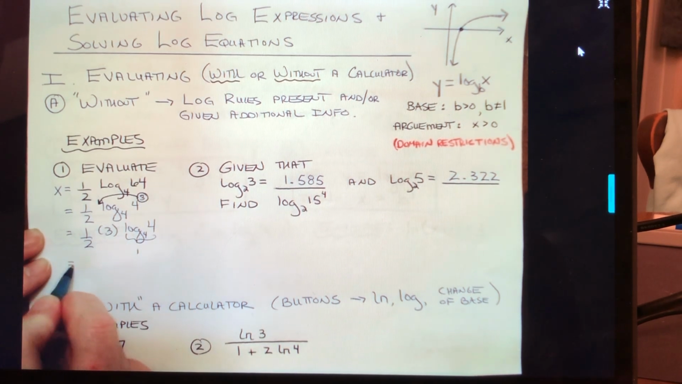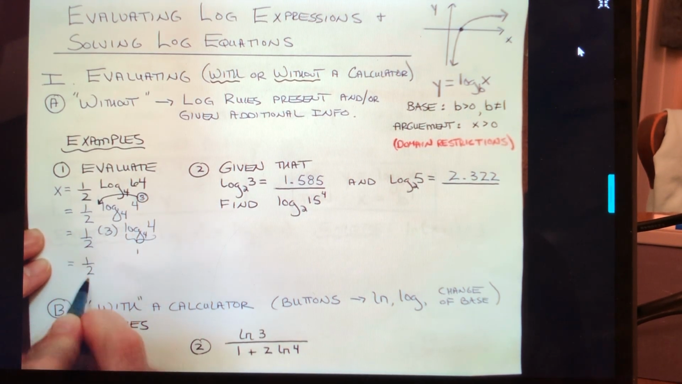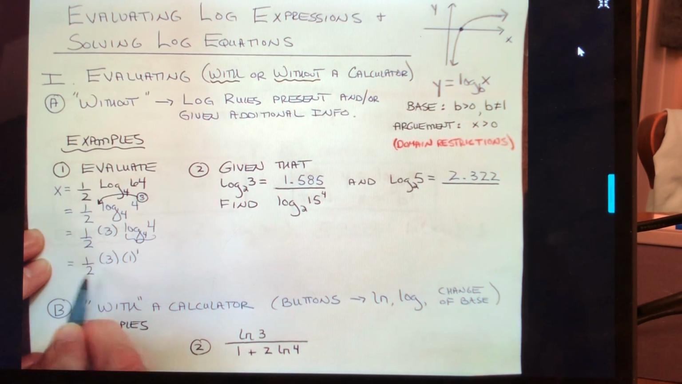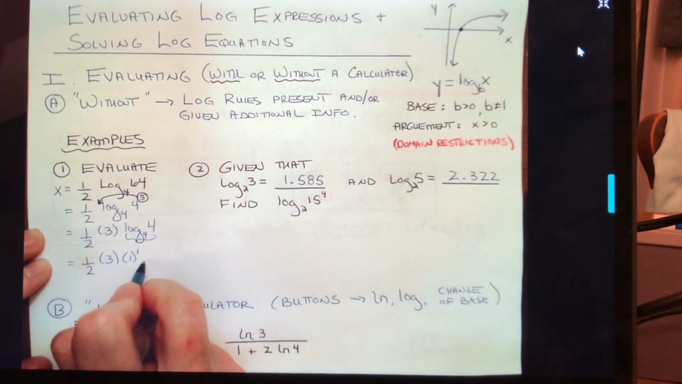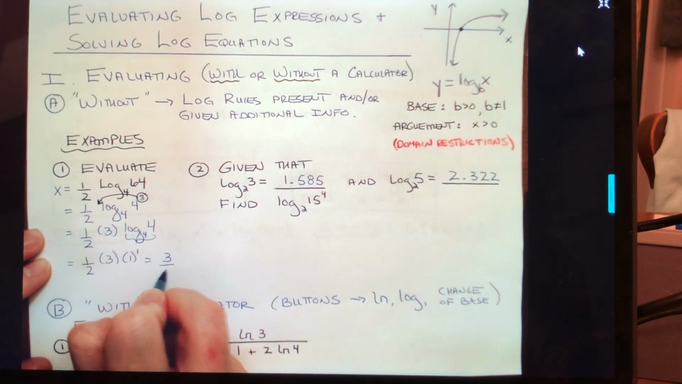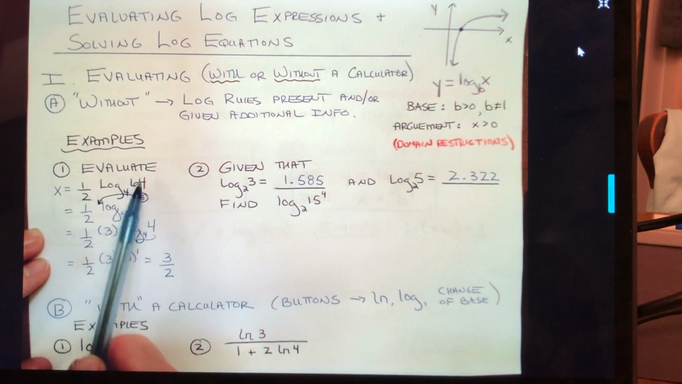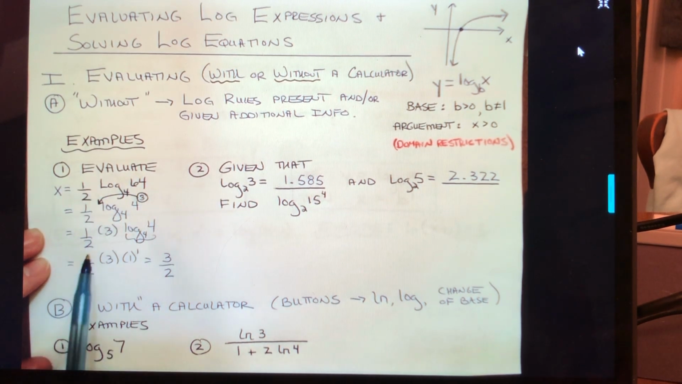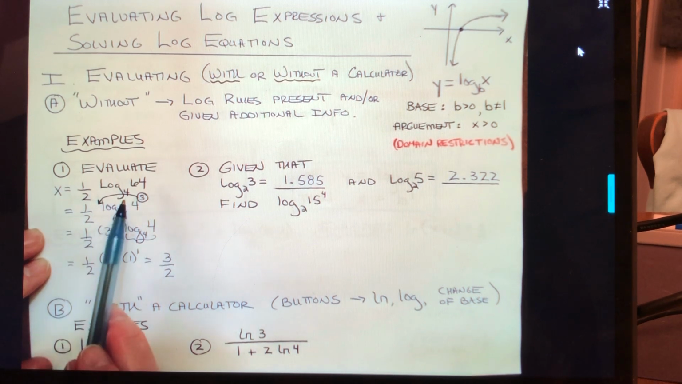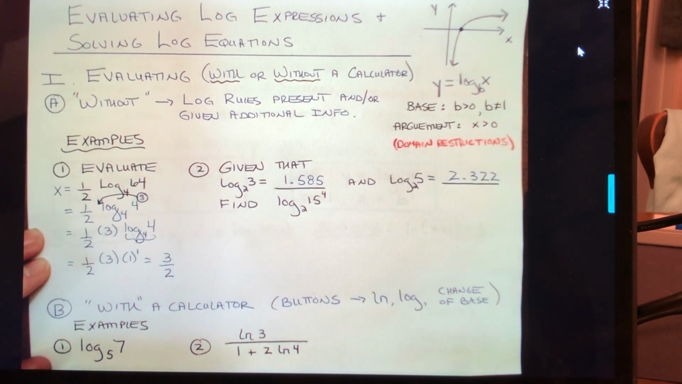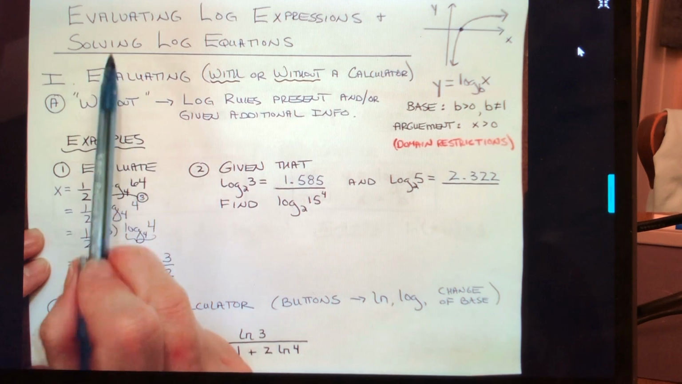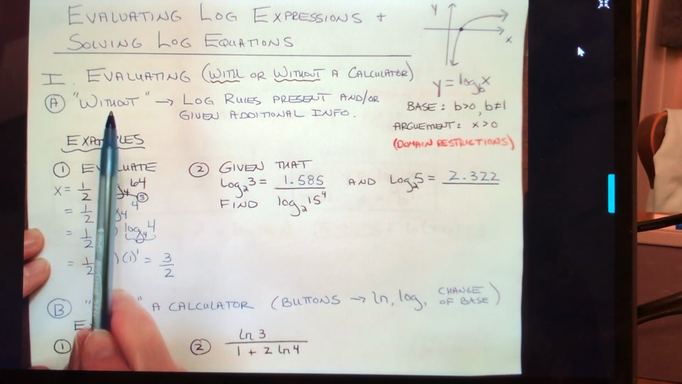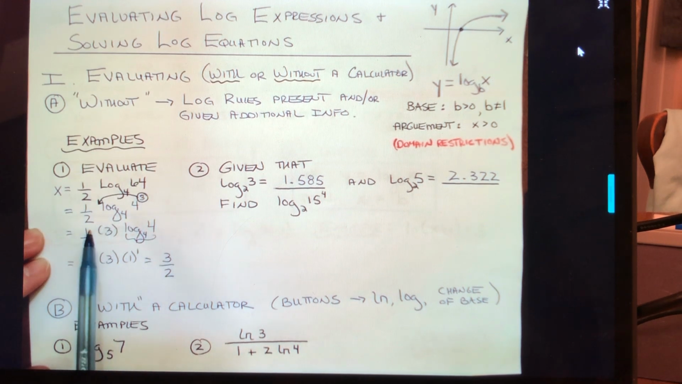So what this problem actually simplifies to is 1/2 times 3, and then we have our 1 here, which if we do that, we simply get 3/2. And so although this looks a little intimidating, that actually is just a number, believe it or not, and it is the number 3/2. So this is an example of how we can evaluate a log expression without using a calculator and using our knowledge of log rules.